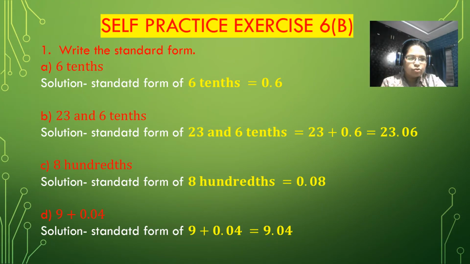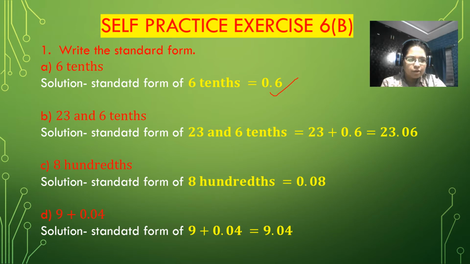Now we will solve question number 1. Question number 1 is write the standard form. First bit is 6 tenths. 6 tenths is 6 divided by 10. So standard form of 6 tenths is 0.6.